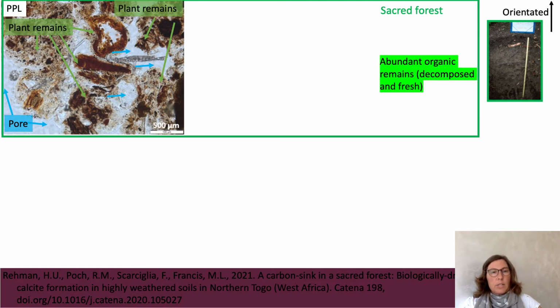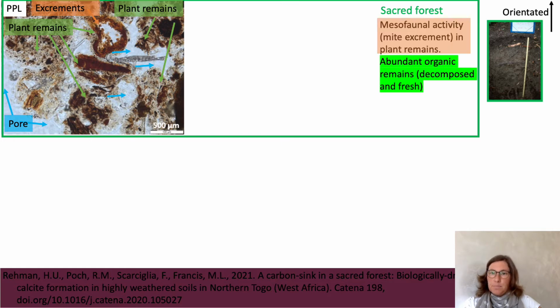There you see them, different shades of brown, and associated with that are many mite excrements. Oribatid mites eat soil organic matter and are generally a sign of soil health. There's a full spectrum of microfauna activity happening in the soils.